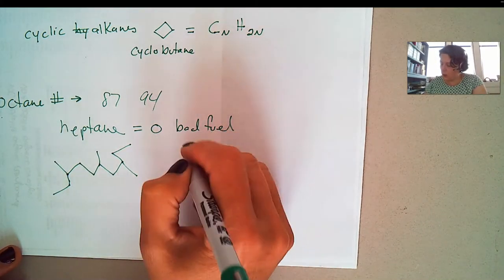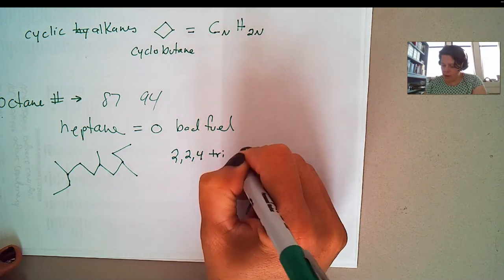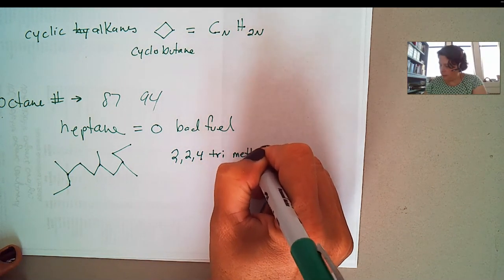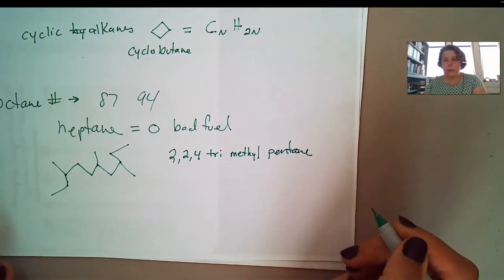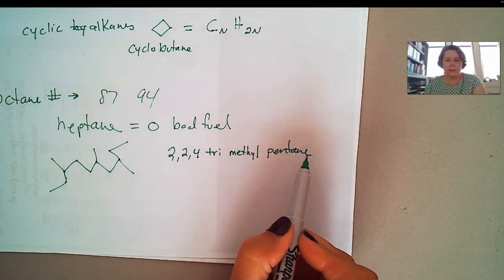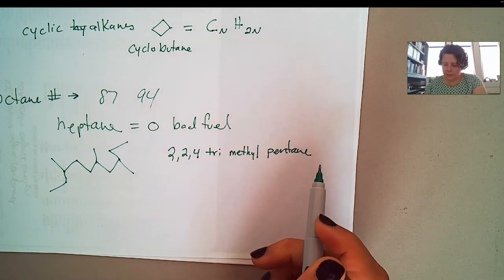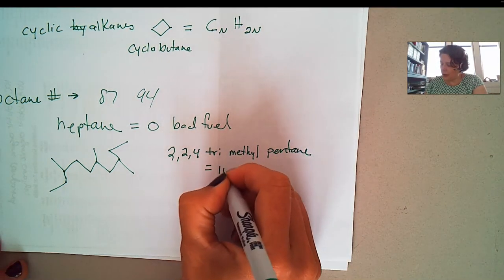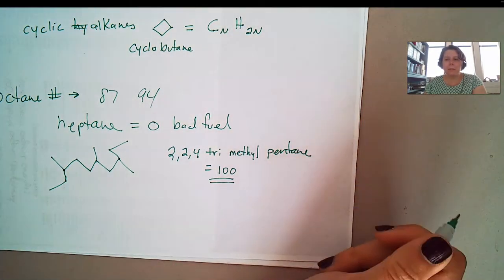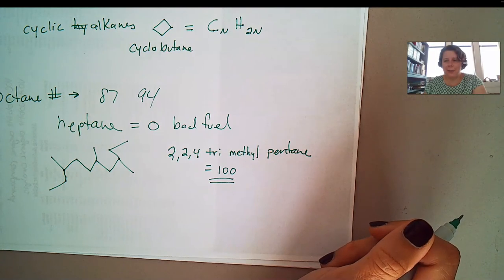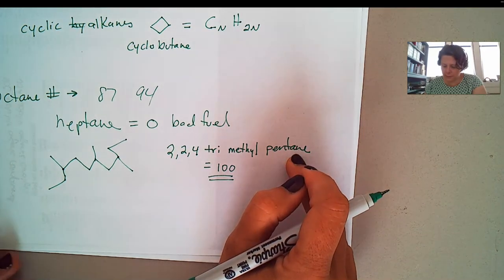So fuel actually needs more branches to be really good for ignition in your engine. If you draw out 2,2,4-trimethylpentane, I'd like you to draw that out. You should be able to do that. It's single bonded, it's 5 carbons, and there are 3 methyl groups in the 2, 2, 4 positions. This compound actually has an octane rating of 100. It's the premier of everything. If you're getting an octane rating of 100, this is the compound. Notice the branches coming off of the main structure.